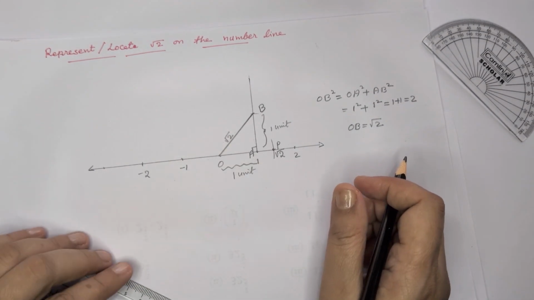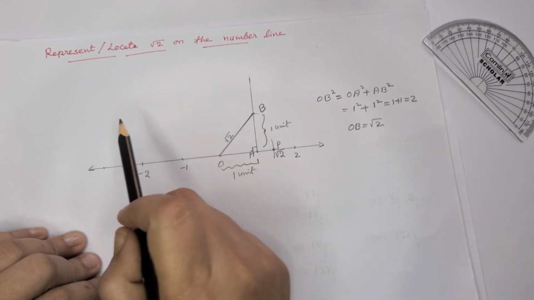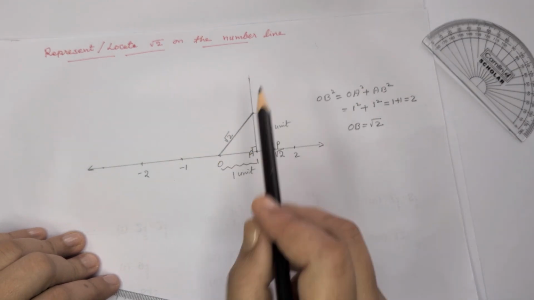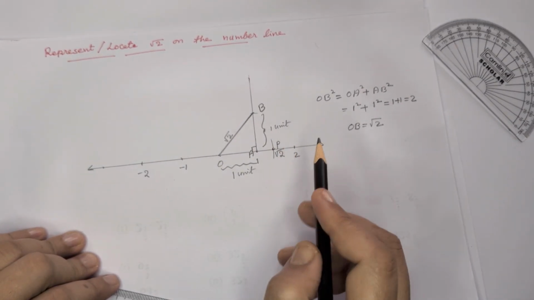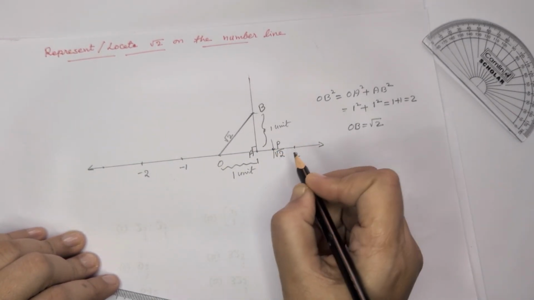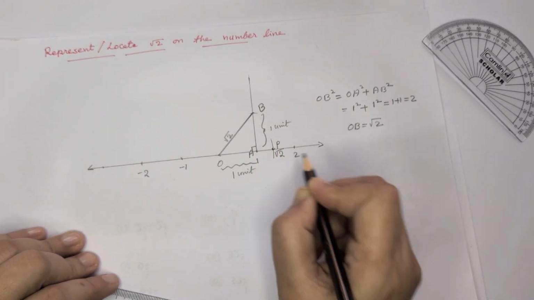This is the representation. When you get the question, represent or locate root 2 on the number line, this is the way we can mark it, and point P is the point representing root 2.